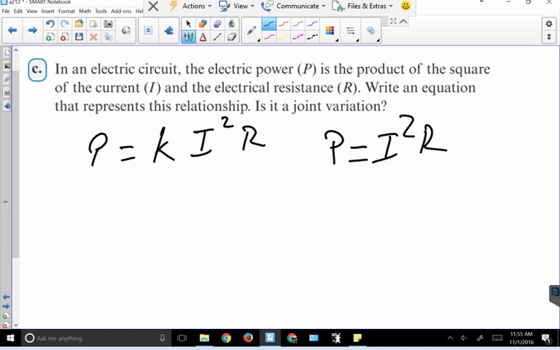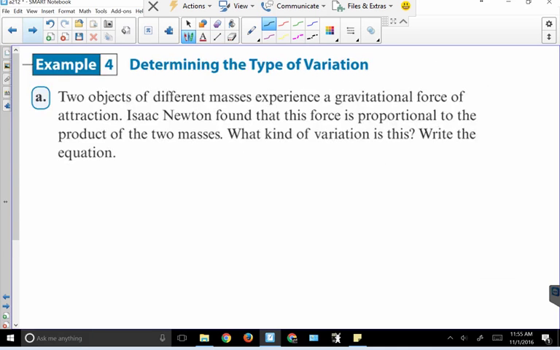It's not all that difficult to figure out what's going on once you get the idea. It says two objects of different masses experience a gravitational force of attraction. Newton found that this force is proportional to the product of the two masses. So, force.